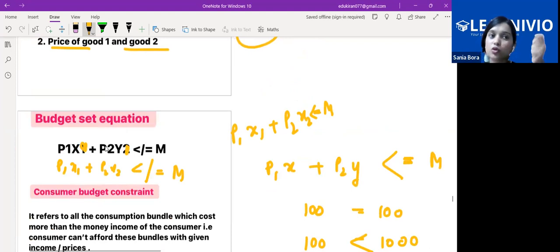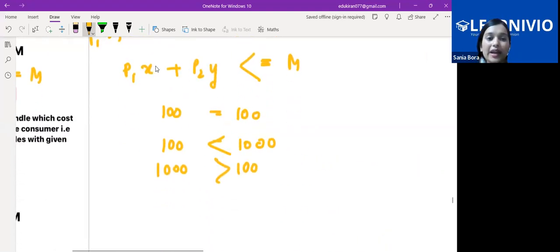Because on the basis of this, you get some numericals. Either they will ask you to write the equation itself, or they will give you some amounts and ask whether this is a budget set equation or not. For example, if you add these two and it comes to greater than M, then this is not a budget set equation. Clear? So you need to put the values here and find out whether it's a budget set equation or not.